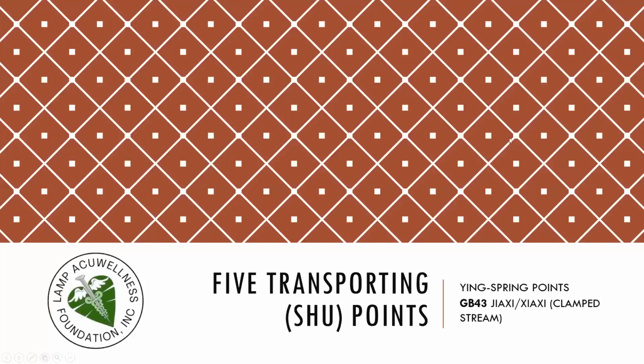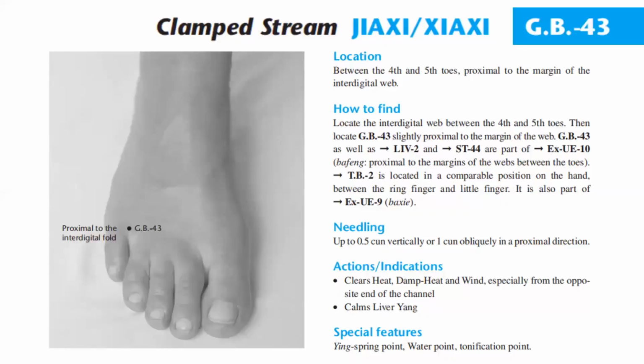Let's discuss 5 transporting points. Ying spring point, GB43, Clamped Stream. Location: between the 4th and 5th toes, proximal to the margin of the interdigital web.